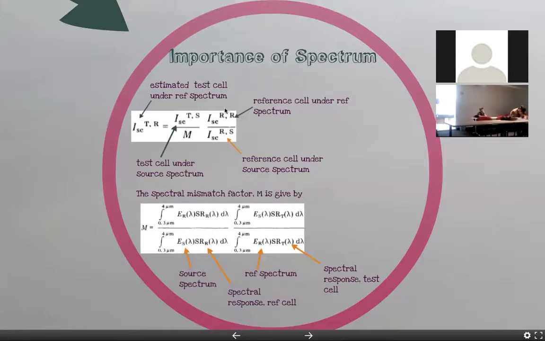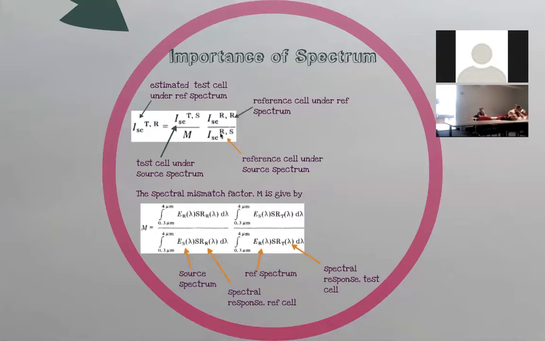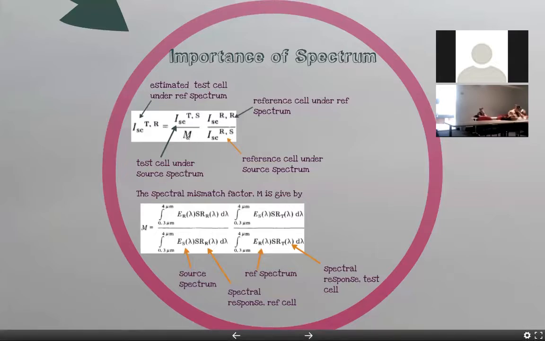Now, M is what's referred to as the spectral mismatch factor. We'll come to that in a second. But just to summarize, to estimate the short circuit current density of a cell that you're trying to measure under some reference spectrum, you can measure it under a source spectrum and scale it by this ratio of a reference cell under a reference spectrum divided by a reference cell under the source spectrum. Source spectrum refers to the source that you have access to. M is a spectral mismatch factor, which we'll talk about in a second.